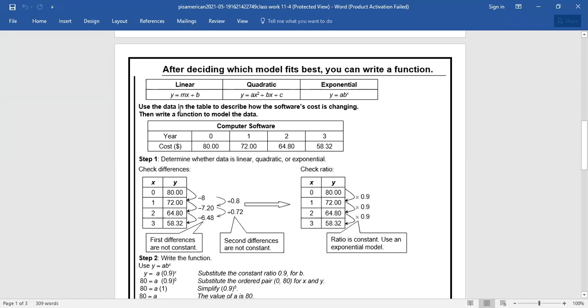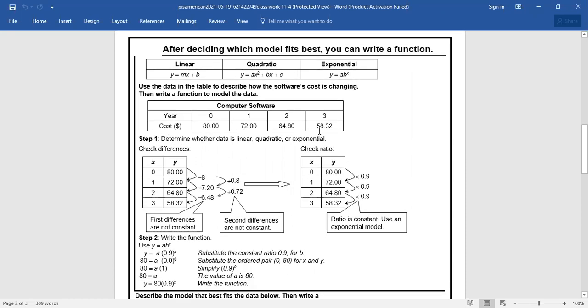We can write the function. You can remember that we have linear function. The general form was y equal mx plus b, quadratic function y equal ax squared plus bx plus c, and the exponential function y equal ab to the power of x. So sometimes we have the table and we want to determine whether the data is linear, quadratic, or exponential. So we are going to write the data in a vertical table like this, and we are going to work with the first difference, the second difference, right?